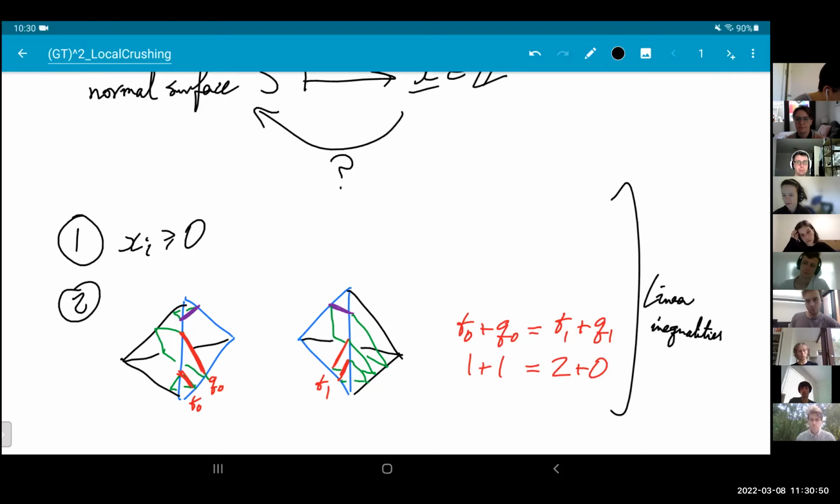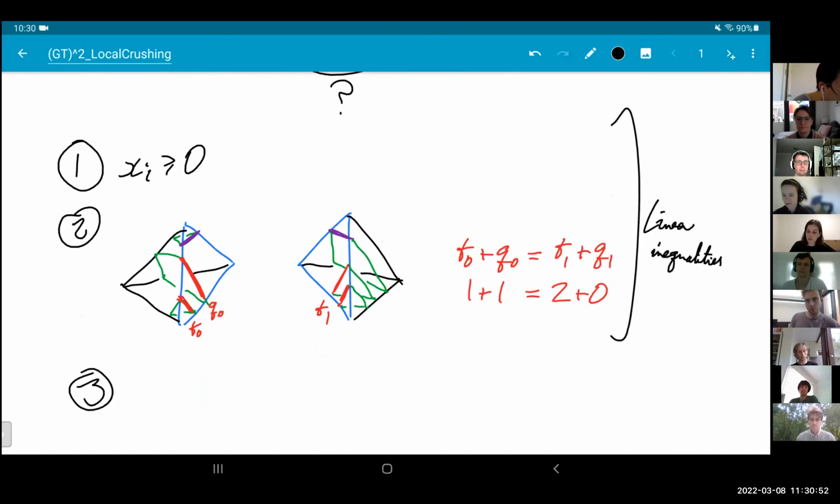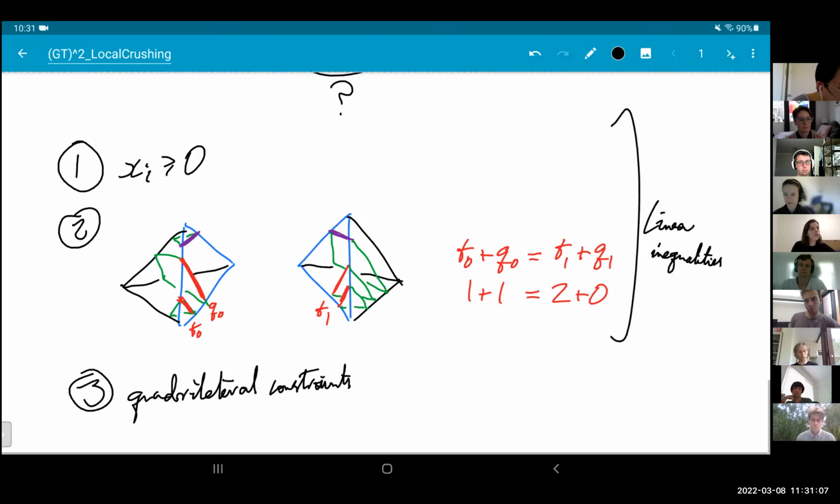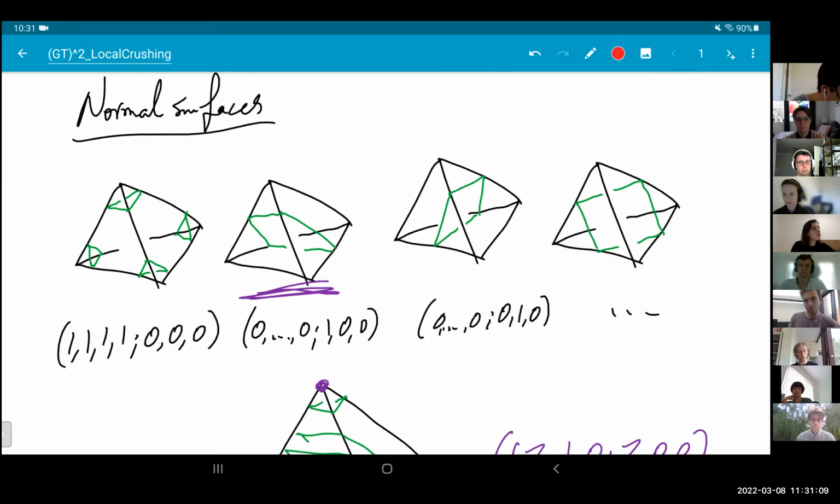Okay, so the third condition, I'm going to write the name and then I'm going to talk about them. So these are the quadrilateral constraints. And I'm going to go back to my pictures of the quadrilaterals to explain this. So basically the idea is each of these quadrilaterals cuts the tetrahedron in half and separates a different pair of edges. And the pair of edges is the red ones that I'm highlighting. So what does this mean?